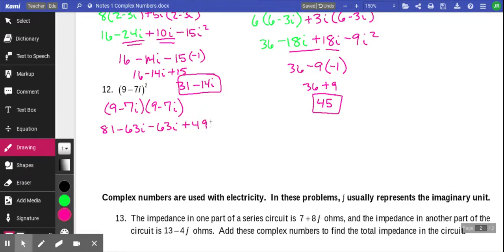If you want to write i squared, you can, or hopefully you figured out by now that we never keep i squared. We replace that with a negative 1. So combining like terms, okay, this over here is actually a negative 49. And over here, this is a positive 81. So 81 minus 49 would give me 32. And then negative 63 minus 63 will give me negative 126i.